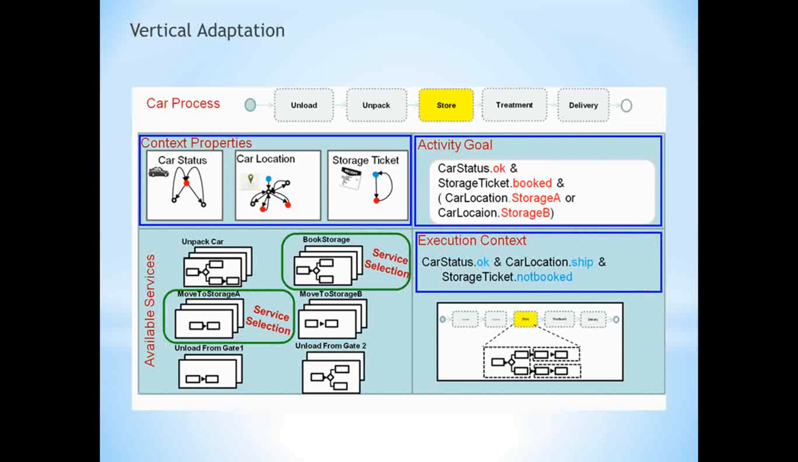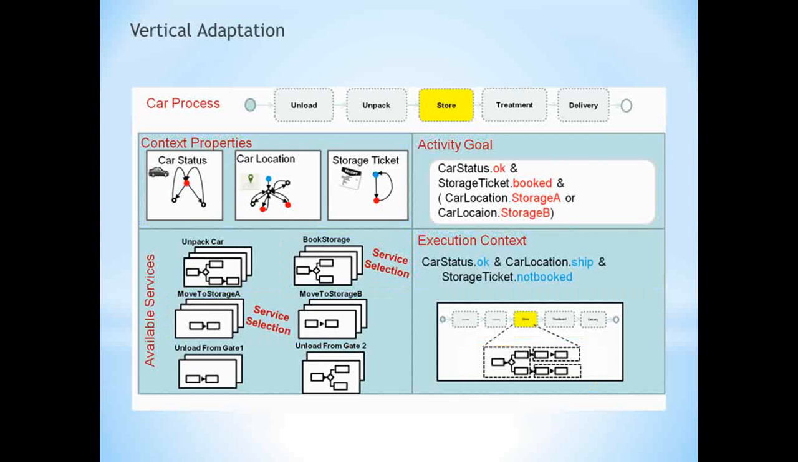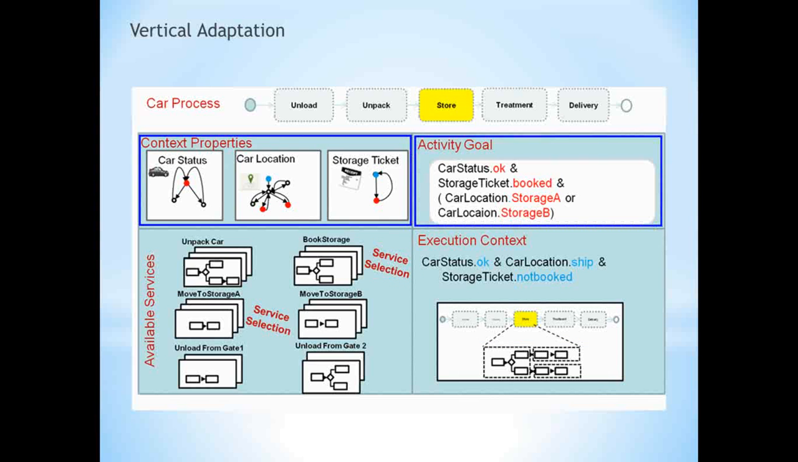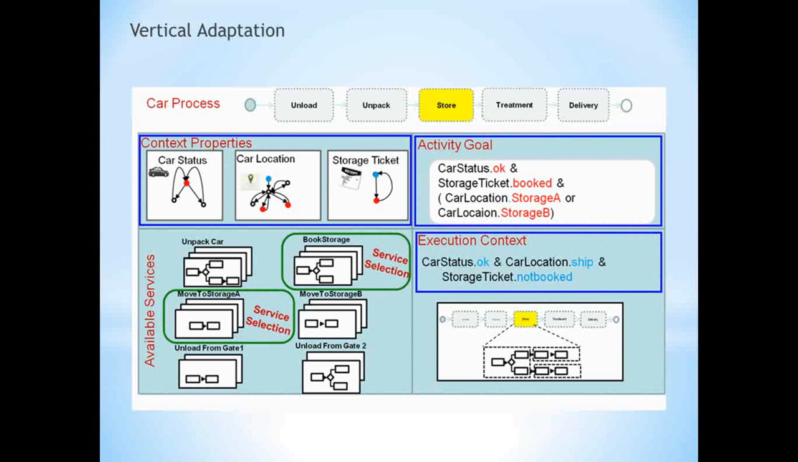So as you can see in this picture, we have context properties, we have activity goals, we have the available services. In order to achieve the goal, the framework at runtime selects services and performs automatic composition to generate refinements.